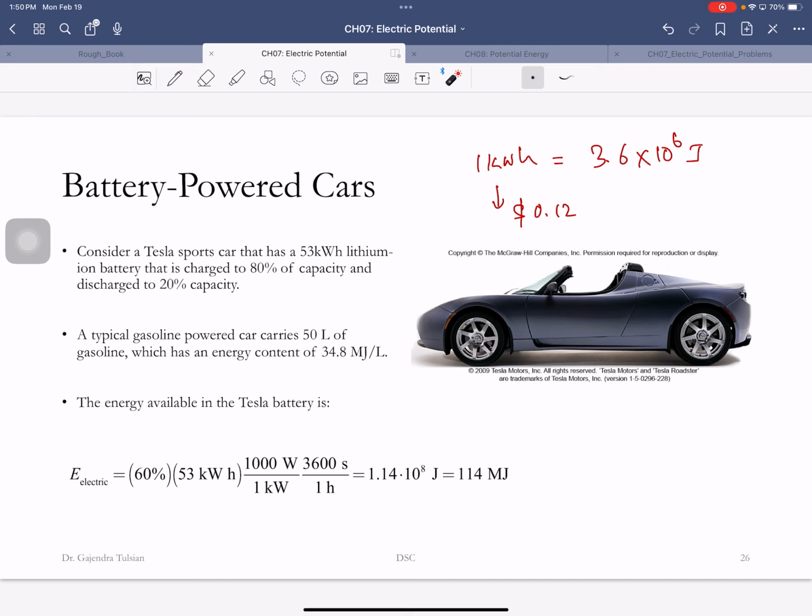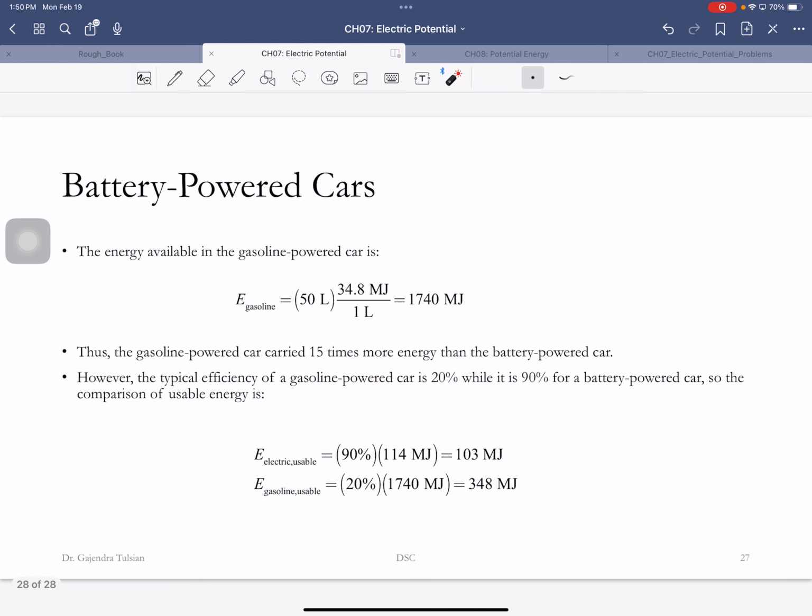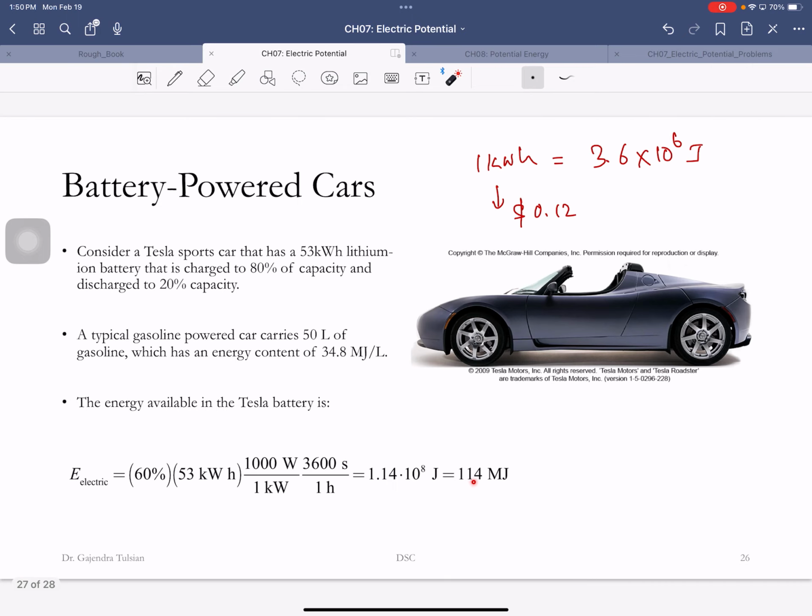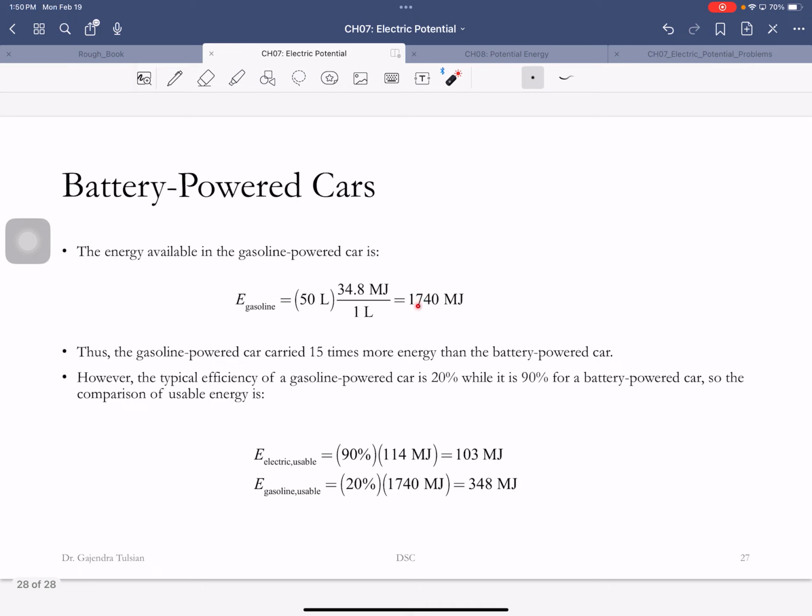All right. Anyway, if you drive this car and it discharges 60%, you used up this much energy, 114 megajoules. That's what this calculation shows you. And in a gasoline powered car, that's in liters, 50 liters. If you completely use up the tank, you get this many megajoules of energy. 114 megajoules versus 1800 megajoules.